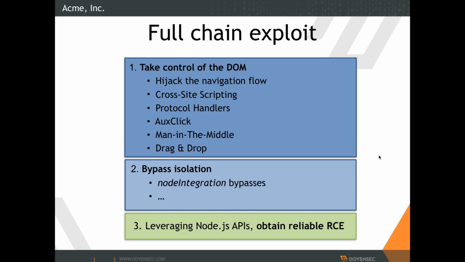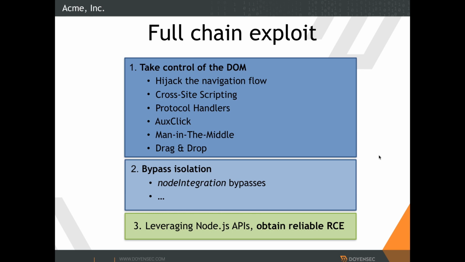Let's take a look at how a full chain exploit for a typical Electron-based application works. Exploits are generally made by three components. The first one is responsible for taking control of the DOM. So the attacker needs somehow to be able to execute arbitrary JavaScript. And this is done through, for example, a traditional cross-site scripting vulnerability or more specific types of attacks like middle click or drag and drop.